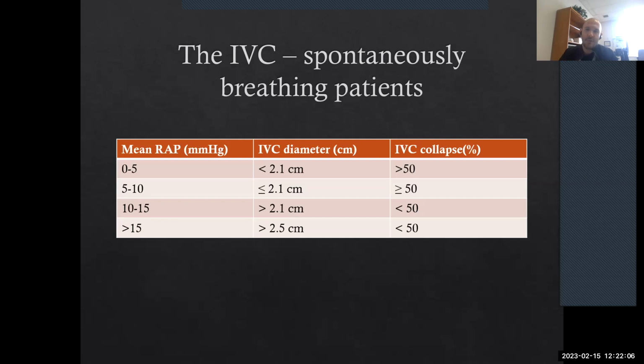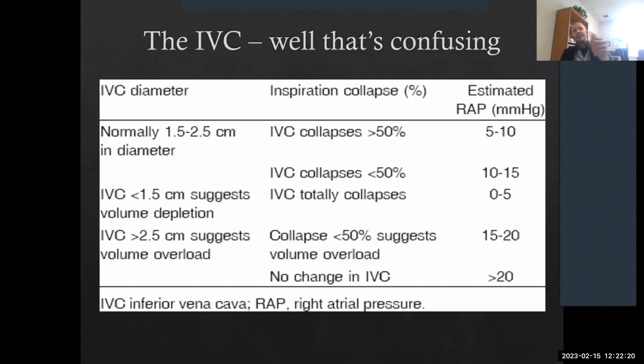And so the cutoff we use is 2.1 centimeters, and then the collapsibility of more than 50% or less than 50%. And then we talk about ventilated patients, which is a totally different population. In ventilated patients, the IVC can be normal anywhere from 1.5 to 2.5 centimeters, unlike the 2.1 cutoff we use in spontaneously breathing patients. A very, very small IVC suggests volume depletion. A very, very large IVC suggests volume overload.